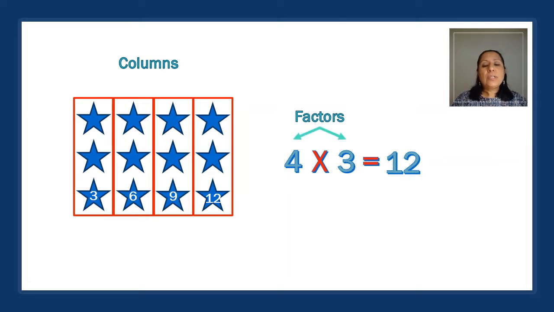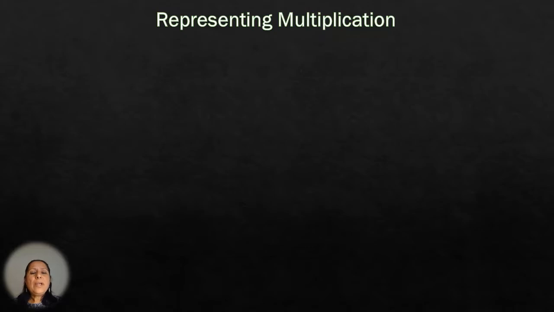We have the same. We have factors, which are going to be 4 and 3. We can read this multiplication as 4 times 3 equals 12, or the times symbol can be read as groups of. So we can tell now 4 times 3 equals 12. And 12 is still the product, or the answer to our multiplication. Let's see different ways to represent the multiplication.